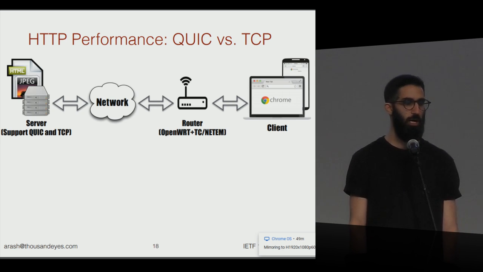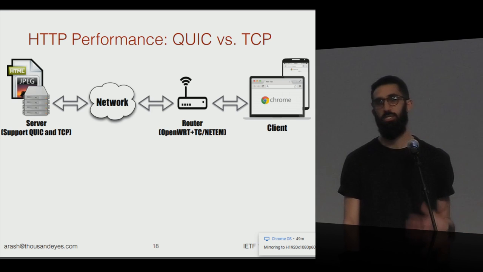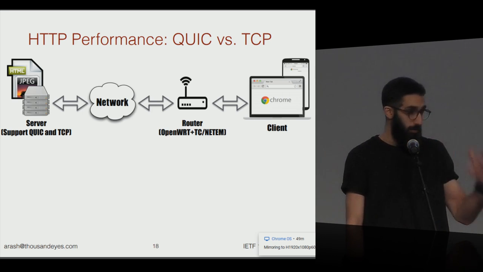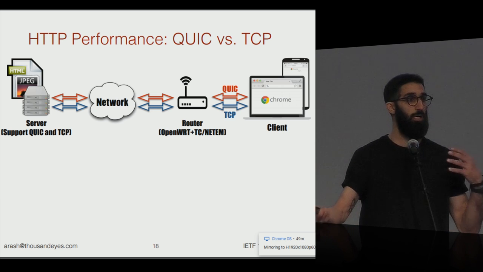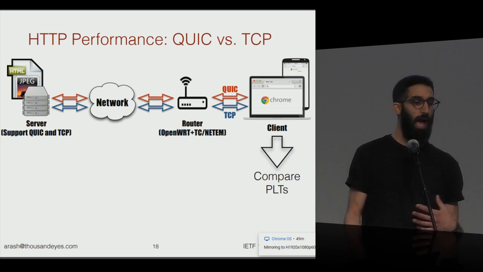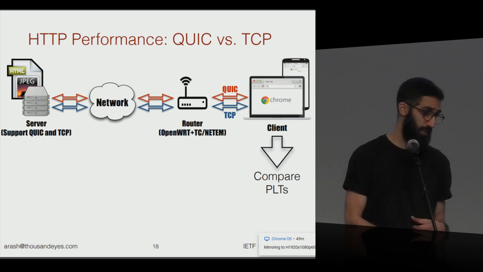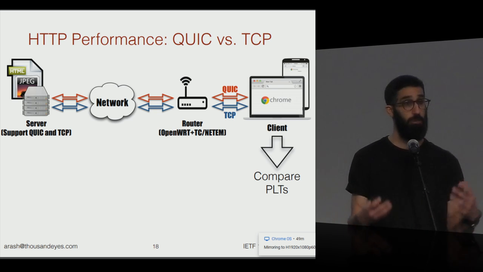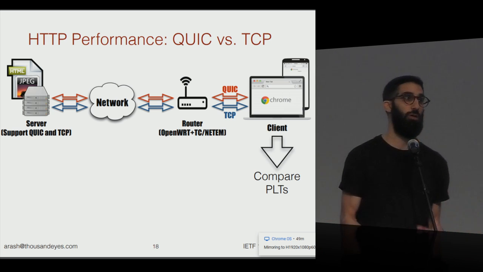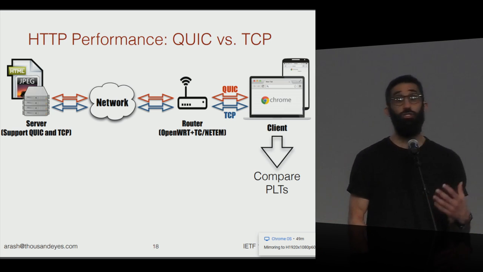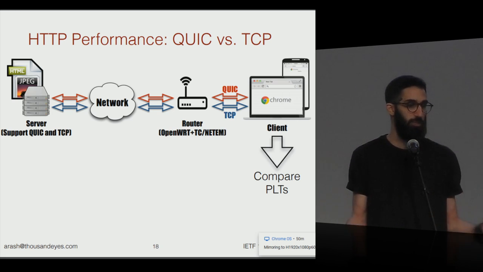Our servers host a bunch of web pages and objects with different sizes, and pages with different numbers of objects. We fetch them using QUIC and TCP, and we compare the performance. I must point out that, even though I'm not going to go into the details, once we get all the results, we run a statistical test to make sure any difference that we see is not due to noise or network variations, or things that are not really differences between the protocols.